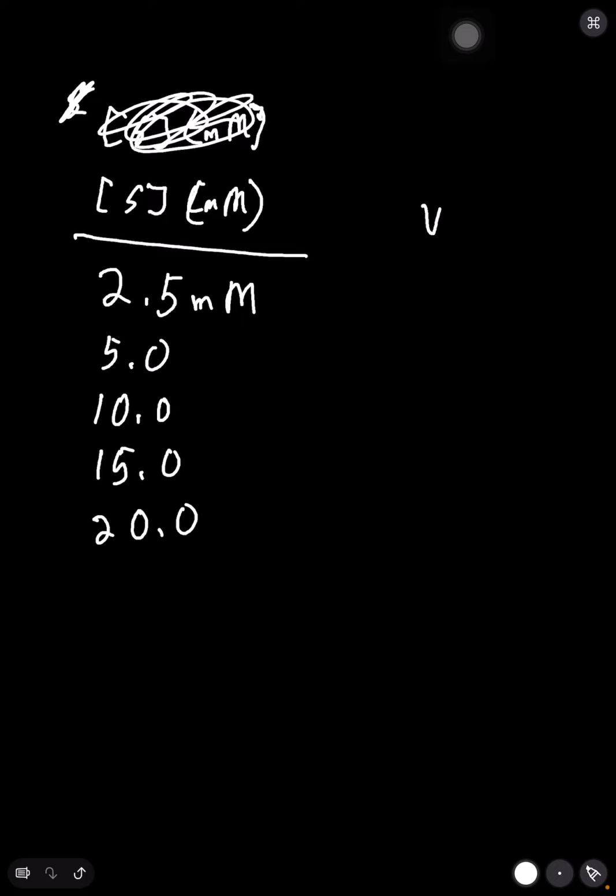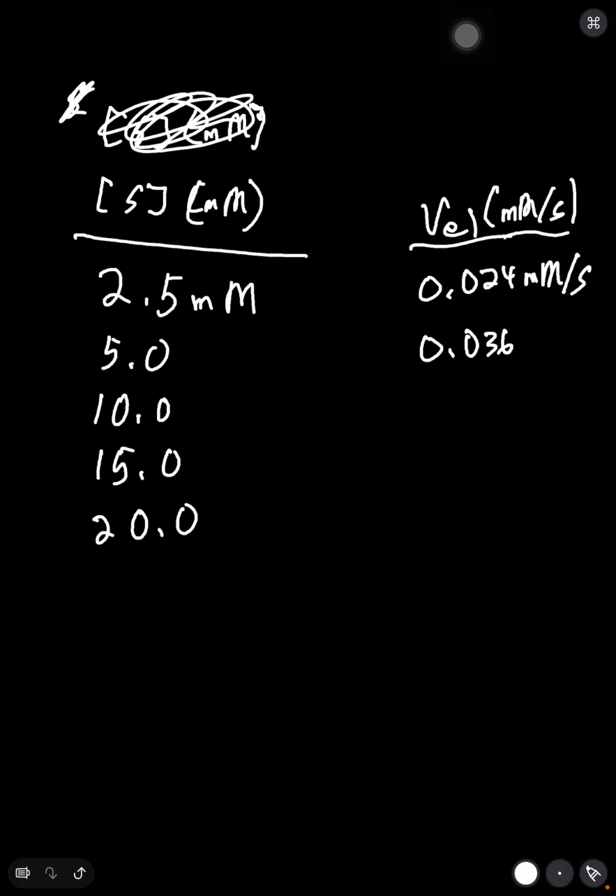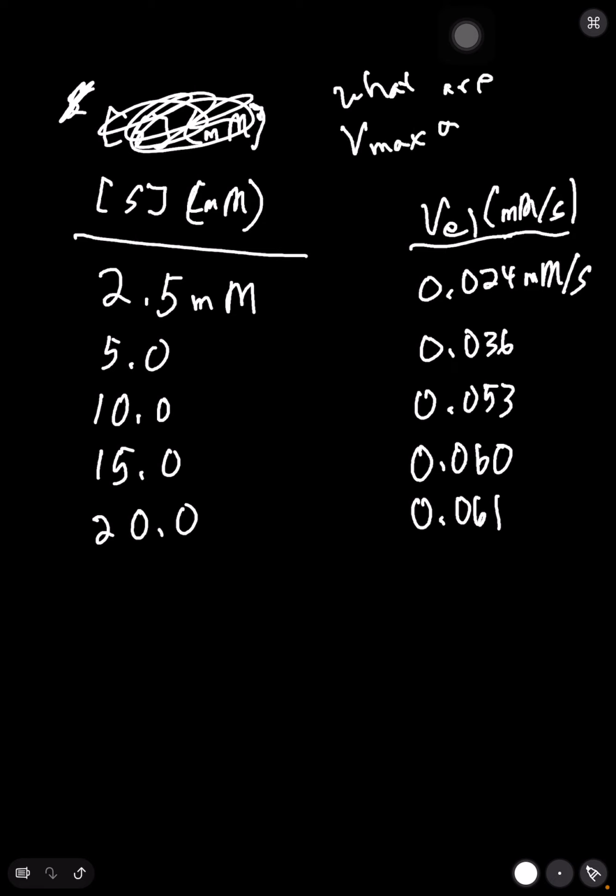All right. And the velocity was measured at each one of these. And this was in millimolar per second. And this turned out to be 0.024 for the first one, 0.036, 0.053, 0.060, 0.061. All right? And so you're supposed to make a Lineweaver-Burke plot and then figure out what are Vmax and Km.